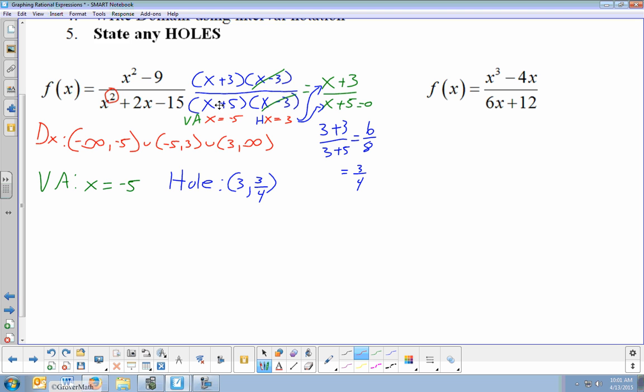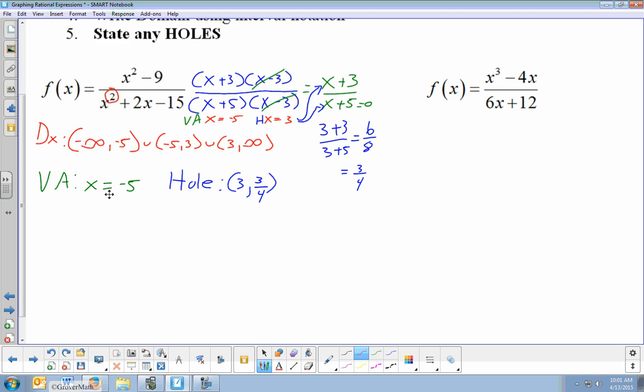So I got x plus 5, x minus 3, which tells me x equals negative 5 is one restriction, and x equals 3 is the other restriction. So I state my domain. X minus 3 crosses out. What didn't cross out, the x plus 5, which is x equals negative 5, that's my vertical asymptote.